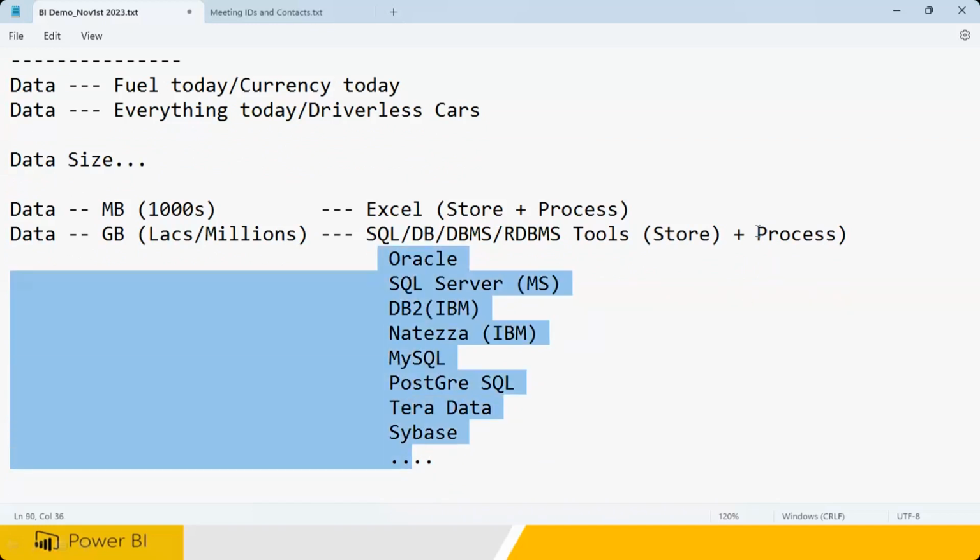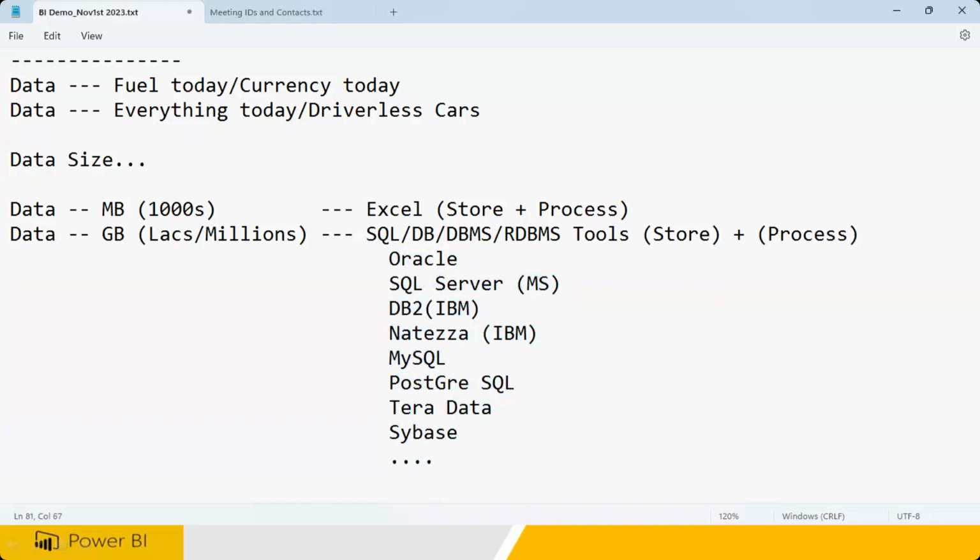Who's going to be processing the data? As I told you, processing will be done by a language only. You can use any language. You may have C, C++, or you may have Java or Android. You may have Python, any language you can use. You can use Python, you can use SAP, and so on, any language you can use to process the data.